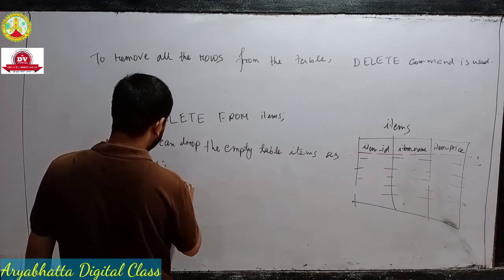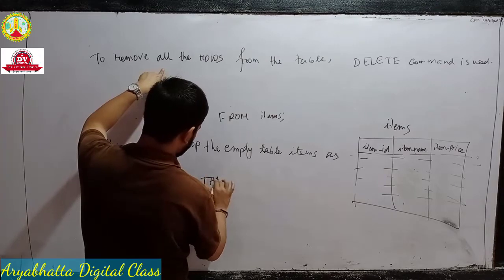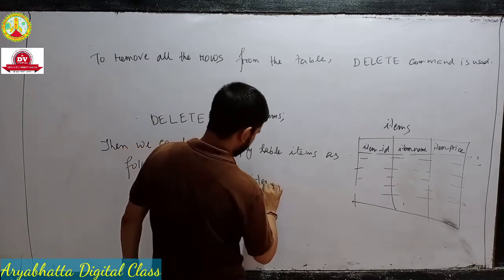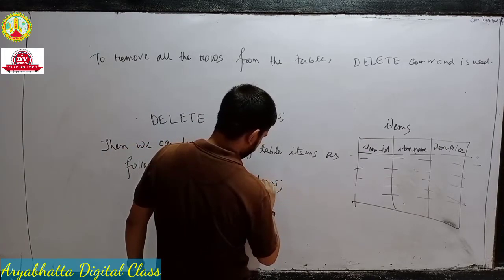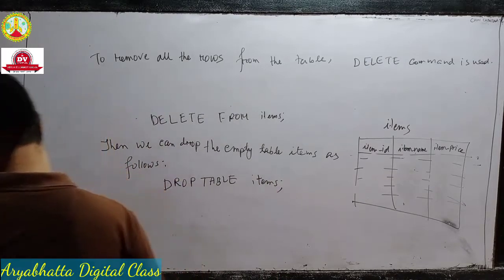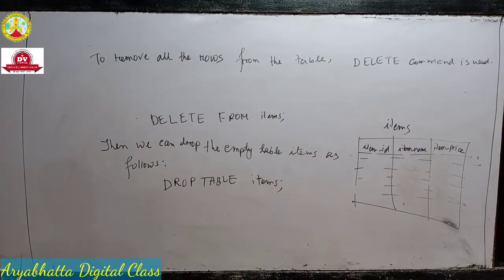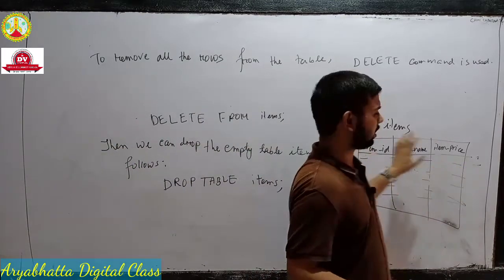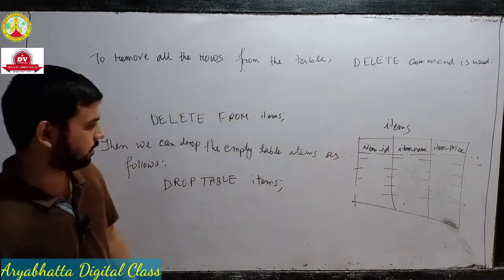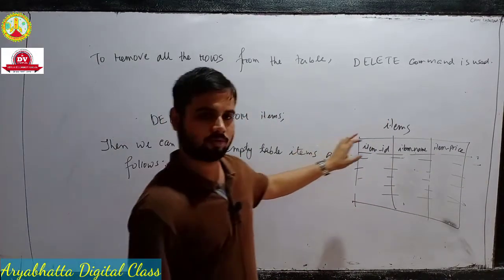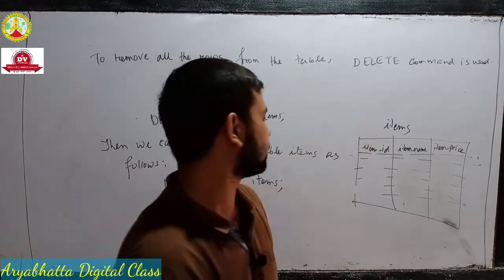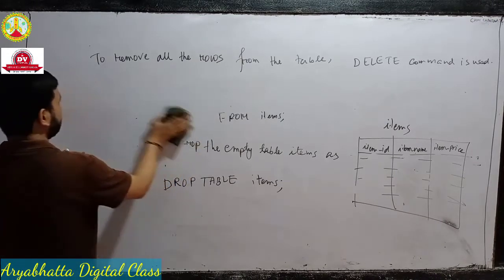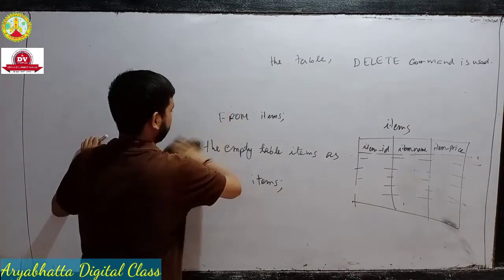Now how do we use drop? Drop table items, right? It means first of all you delete all the attributes, all the rows, all the data, all the fields. After that you can drop the whole table from the database. This is the concept. And the last one is the drop view command. That is the last topic.